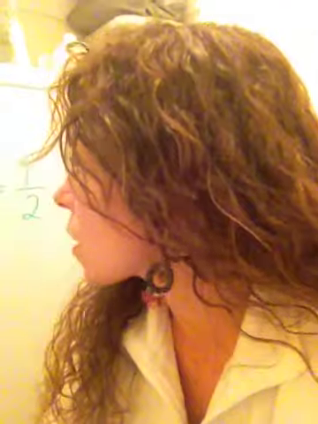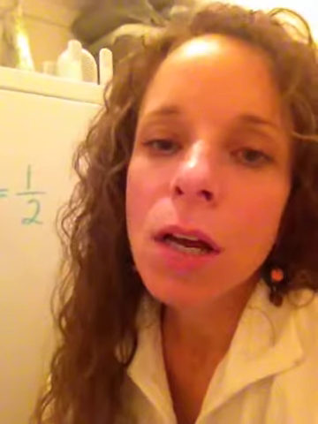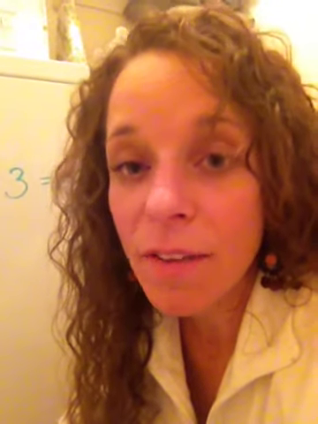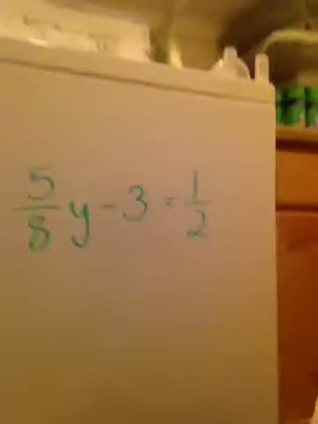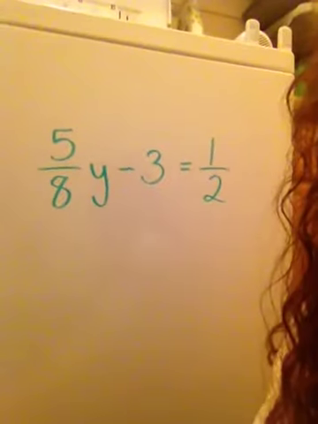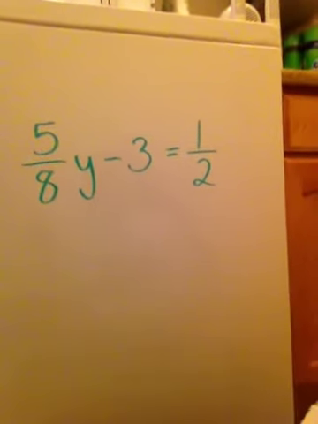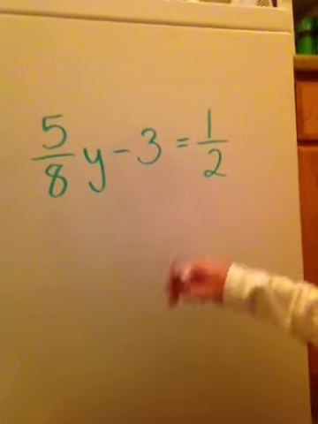This time we're going to get rid of the fractions before we start working with the equation. So to do that, basically all you're going to do is multiply the entire equation. So you have to multiply every term by the least common multiple, or the common denominator, basically. So here is our first problem. I think showing you will probably help you see it a little better. So the first problem, I've got 5/8 y minus 3 equals 1/2.